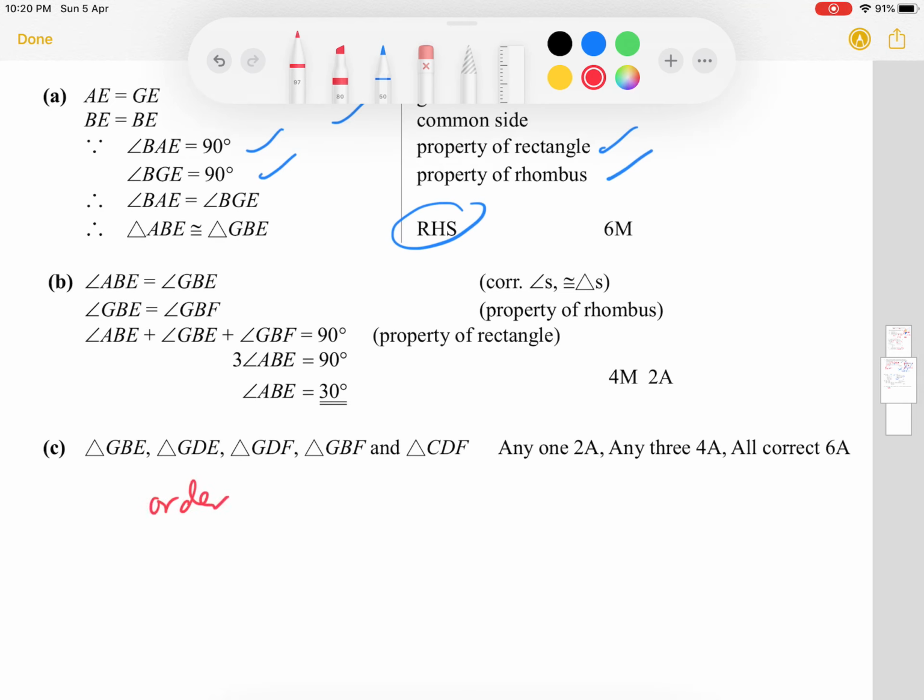You must be in this order. Order is important. That is, you cannot write triangle DFC. This is wrong because it is not congruent to triangle ABE.